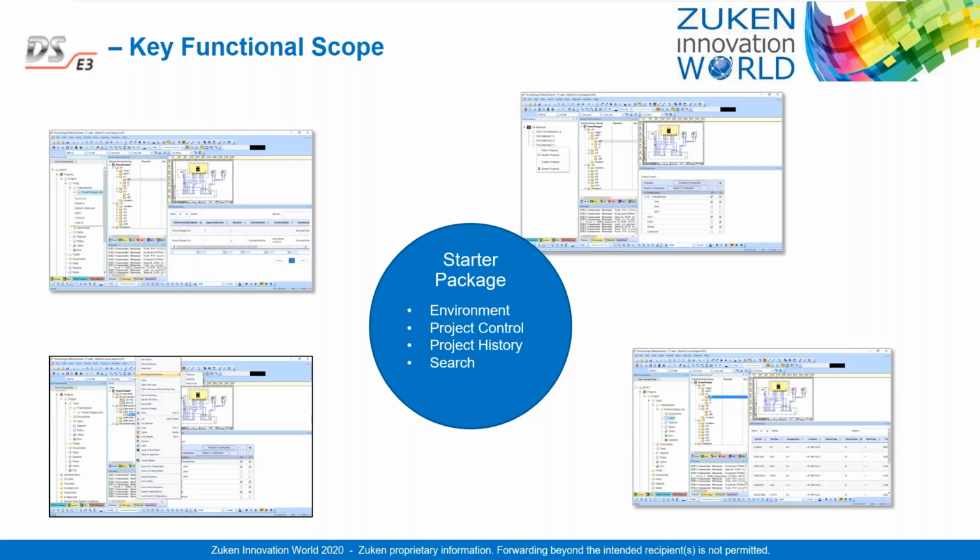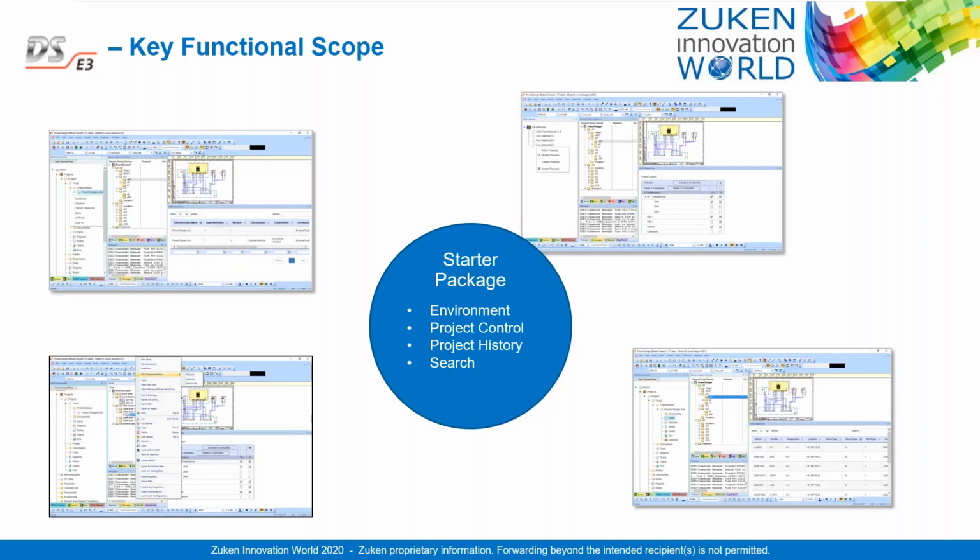The first is the environment itself. This is managing the various databases that are used within your E3 environment, the settings file, the templates, all of that control that the projects are going to be based off. Project control, so this is being able to know what the various versions are, understanding the various incarnations of the project, and being able to access through the project history all of the previous versions of those projects as well.